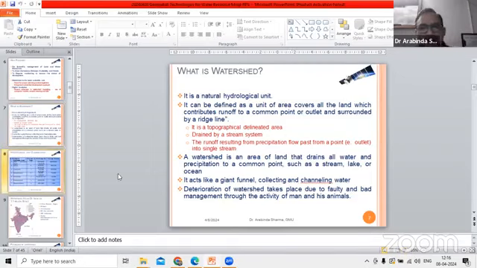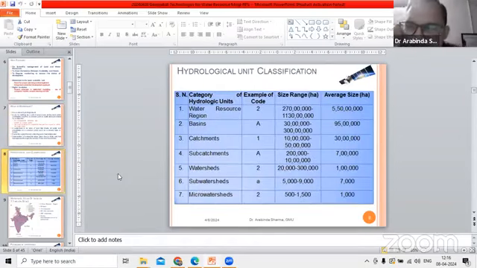One important thing is that, as I told you, a watershed is a naturally defined boundary, and that natural boundary is basically the ridge line. The mountainous ridge line will define that boundary. So it is a kind of hierarchical structure. Suppose it can be of any size also, right? Depending upon the size, the watershed can be named differently.